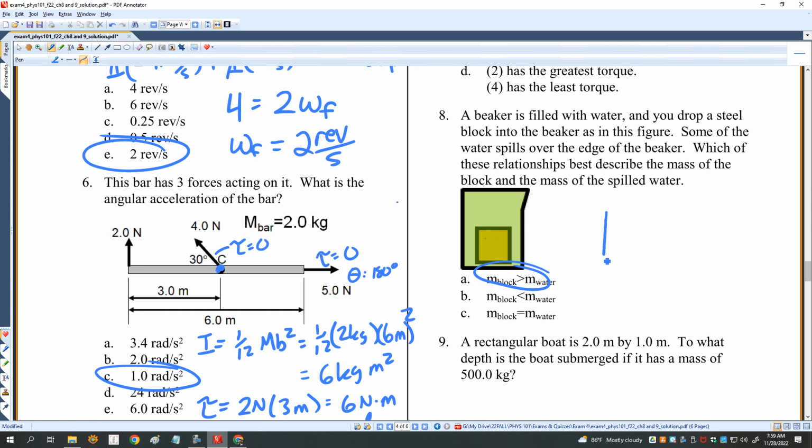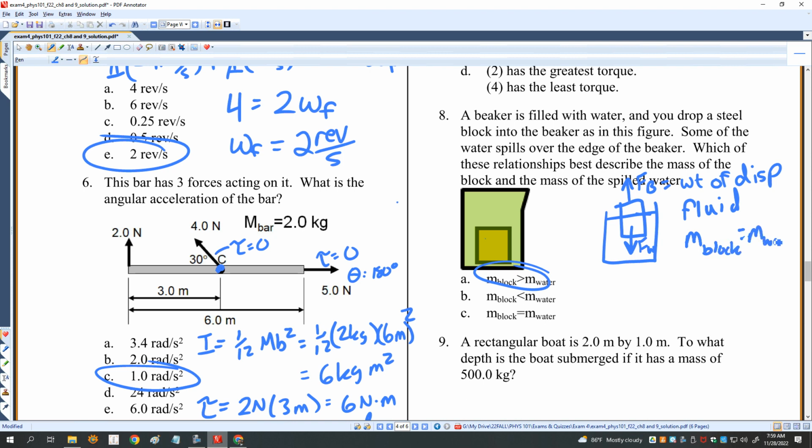Now, keep in mind that if I had an object that was floating, in that case, the buoyant force would be equal to the weight of the object, and the buoyant force is equal to the weight of the displaced fluid. So in that case, if it were floating, then the mass of the block would equal the mass of the water. But that's not the situation that I have. I have a block that is sunk to the bottom.